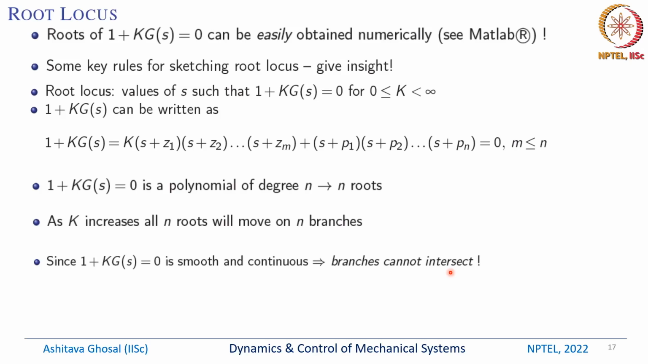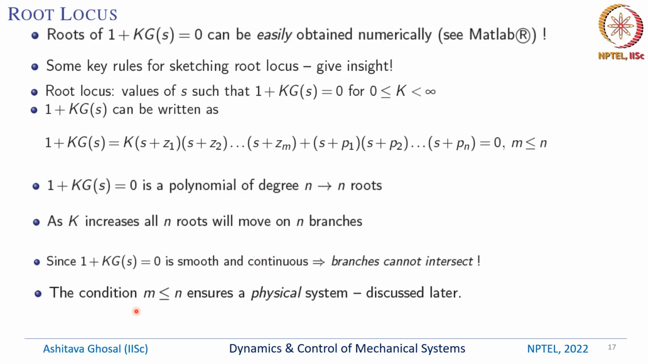So think about it. If you have two branches and they intersect at some place for some value of s, then at that place you can have two different slopes. Okay, so the next solution can be in either of the two branches. So that is not allowed, because it is smooth and continuous. The condition that m is less than or equal to n ensures that it is a physical system, and we will discuss this again later. If m is not less than or equal to n, then it is no longer a physical system.